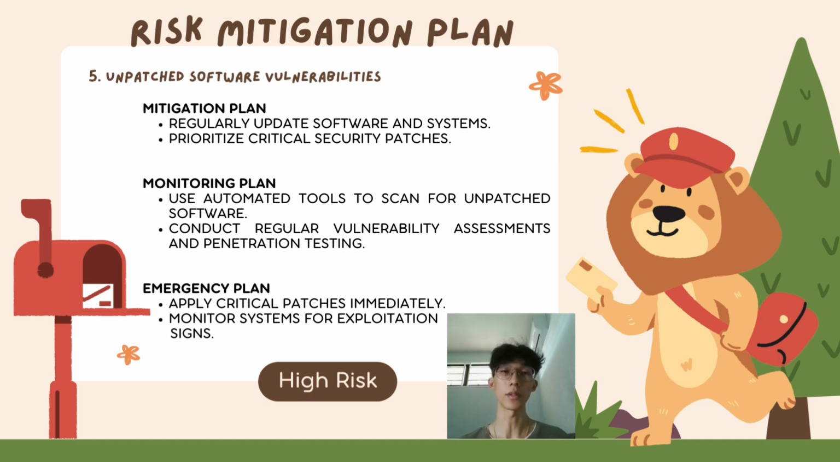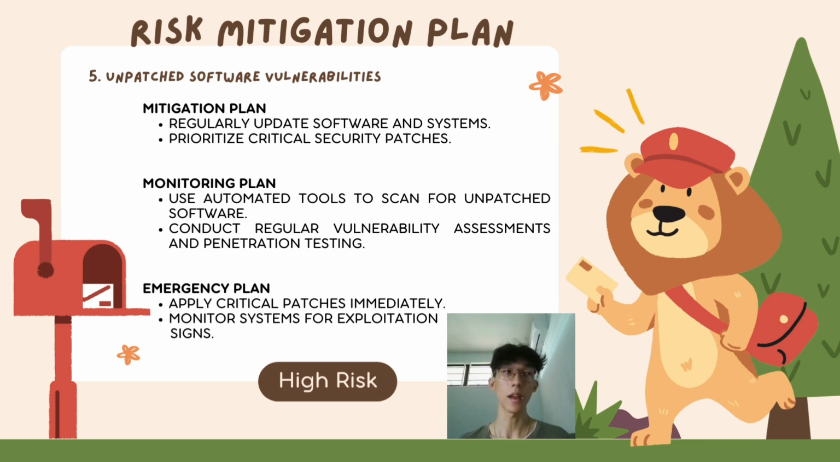And for the monitoring plan, it includes the utilization of automated tools to scan for unpatched software and vulnerabilities. And the company should also conduct regular vulnerability assessments and penetration testing at least once a year, which will help to identify and address the security gaps. In the event of a critical vulnerability, the emergency response plan includes immediately applying software patches upon release, and after the patch deployment, closely monitoring the system for signs of any exploitation is necessary to ensure the effectiveness of the updates and detect any potential security breaches.